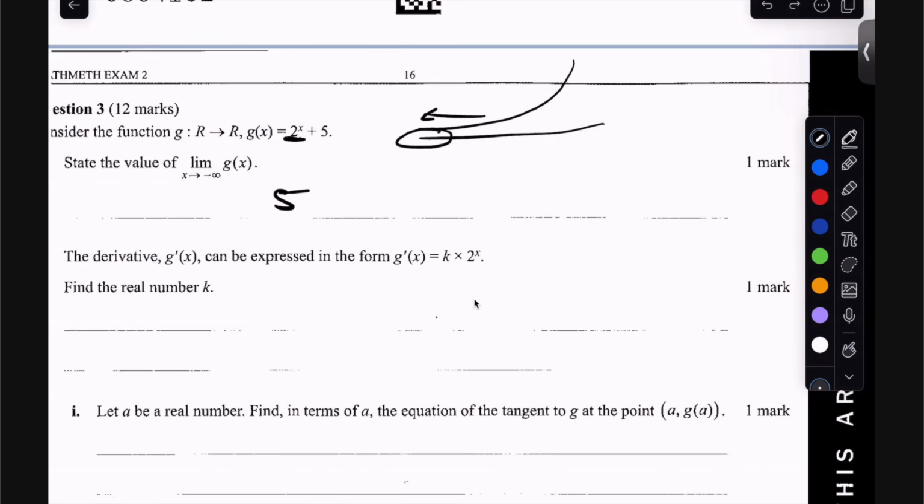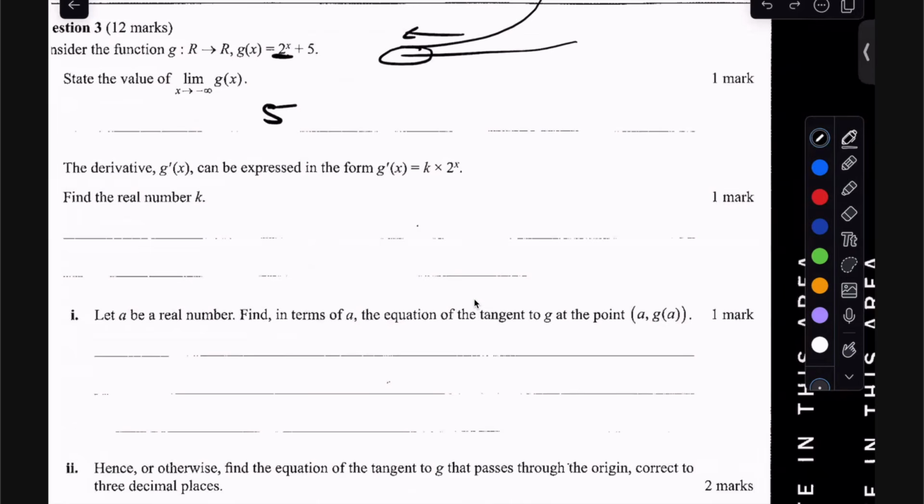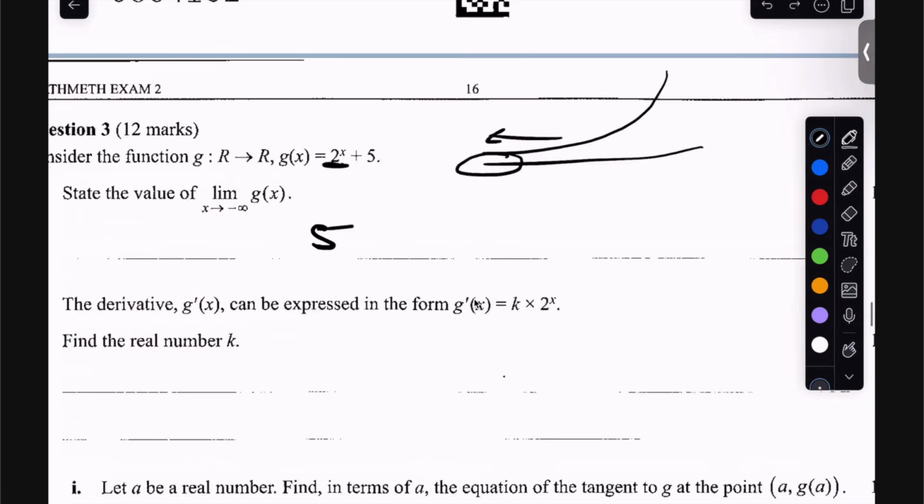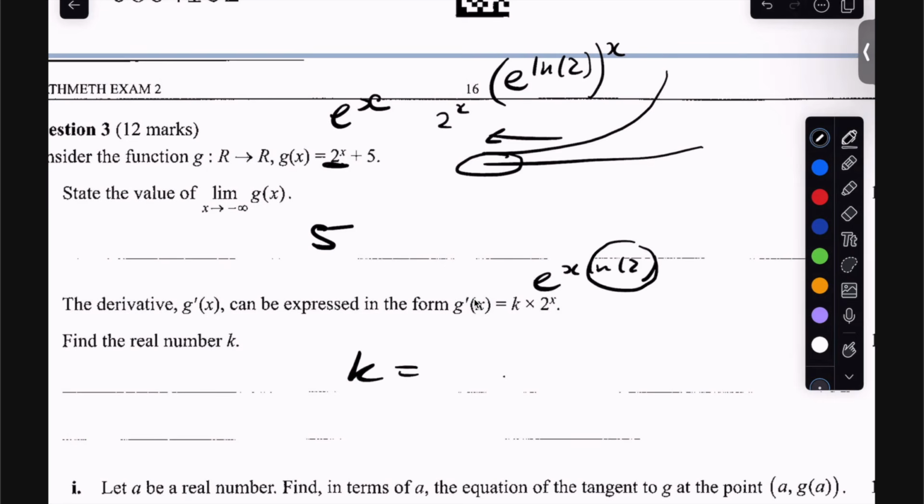The derivative can be expressed in the form g dash x is equal to that. Find the real number k. Now be very careful here. When we differentiate e to the power of x, that's e to the power of x. But when it's some other constant to the power of x, we just have to write that as e to the power of ln 2, which is 2, all to the power of x. So this is like differentiating e to the power of x ln 2. Now that means that k is equal to ln 2 when we differentiate that.